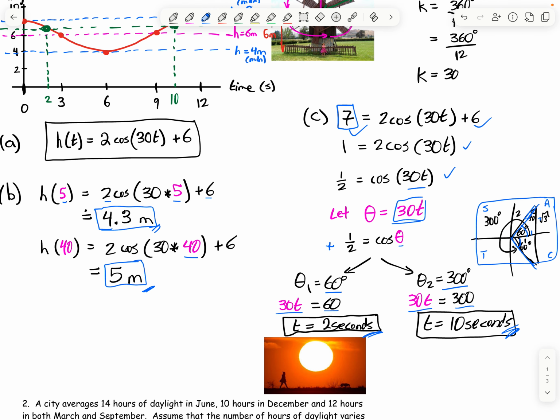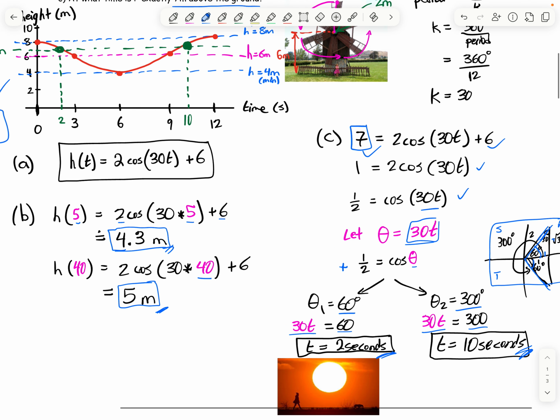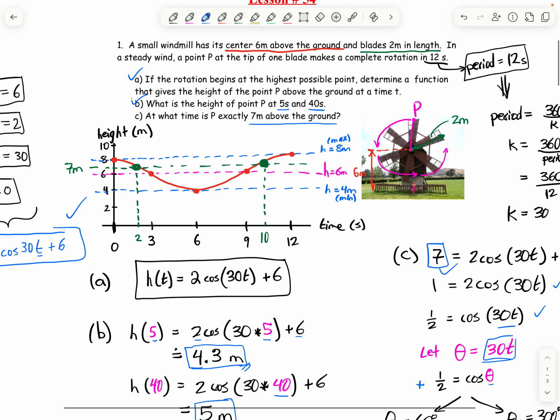So during the very first rotation, as you're going down, the point is 7 meters above the ground at t equals 2. And still during the first rotation, it's going down, and then coming back up again. The point P is exactly at 7 meters at 10 seconds.